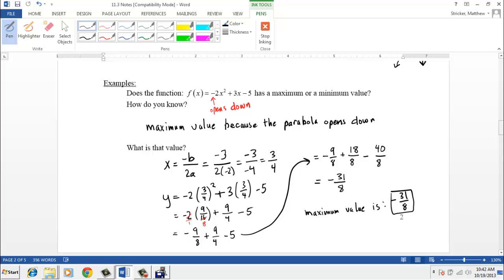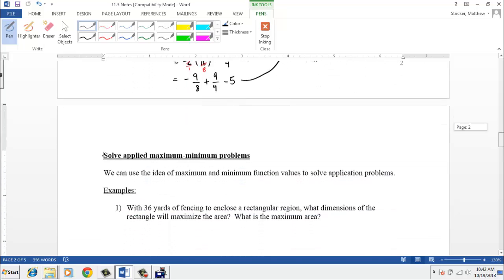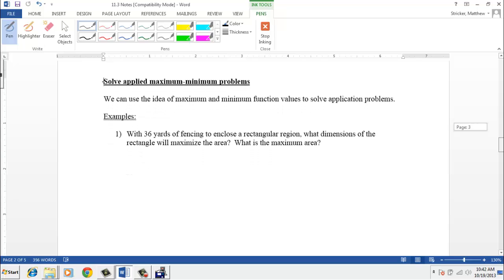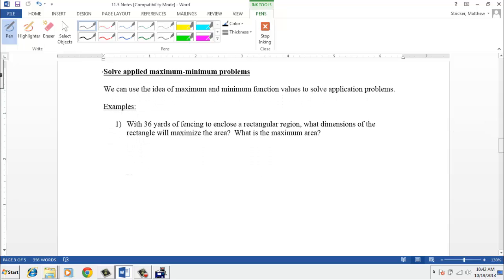Alright, so this problem gave us an idea of how to solve and find the maximum value or the minimum value if we're given a function, but it probably makes a lot more sense if we're looking at an application type problem. So I have a couple here on the next page. Sometimes we have to come up with a function that we have to maximize. Sometimes it's given to us. This first example, we actually have to come up with it. So let's go ahead and read through this.